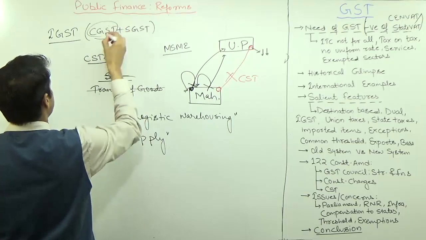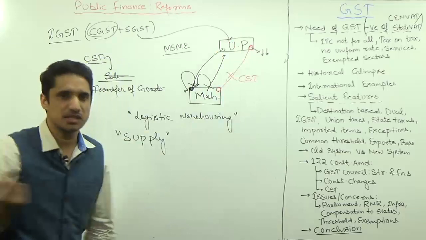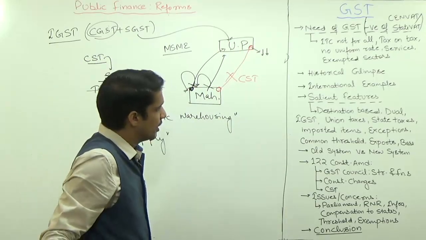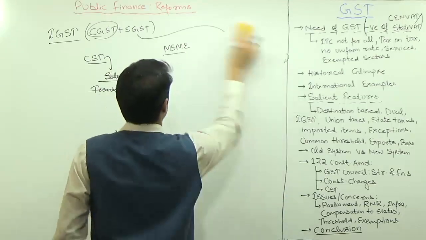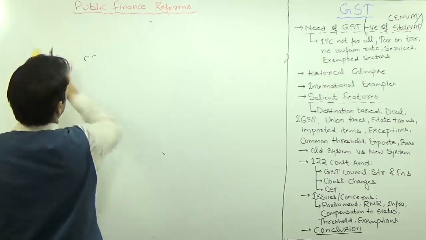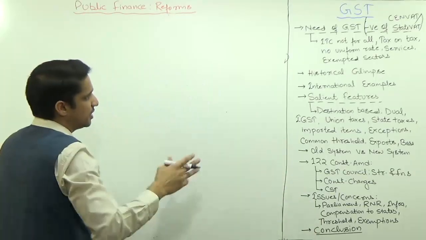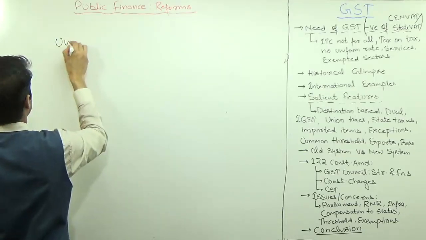Union government will keep the CGST and this UP, they will get the SGST component. So this is what the IGST is. Then we have a lot of union government taxes, a lot of union government indirect taxes. They will be subsumed, they will be amalgamated, they will go into GST. So which all taxes will go?